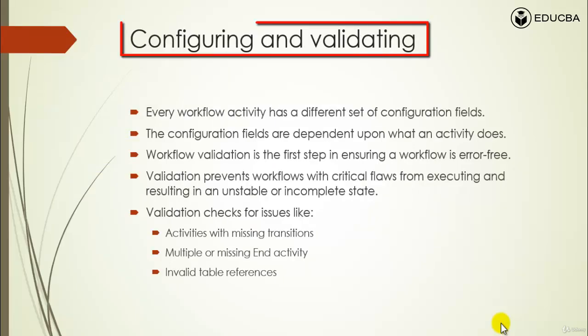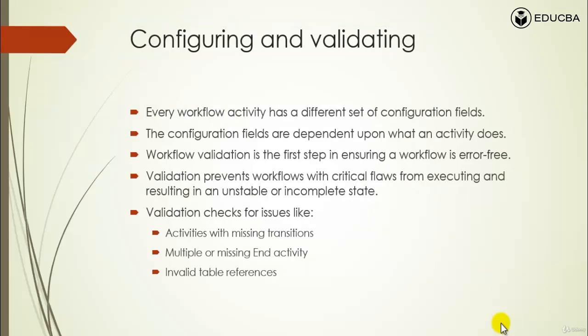And the last one is configuring and validating. So how do you configure them and how do you validate? Every workflow activity has its own set of configuration fields. As I said, approval has a different configuration, email notification has a different configuration. The configuration fields depend upon what an activity does. Now, workflow validation is the first step in ensuring a workflow is error-free. Once you complete your entire workflow, it's always a best practice to click on validate workflow. It's not mandatory, but I say use it as mandatory, which helps you understand if there are any issues. Validation prevents workflows with critical flaws from executing and resulting in an unstable or incomplete state.